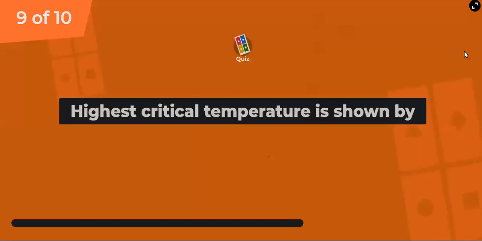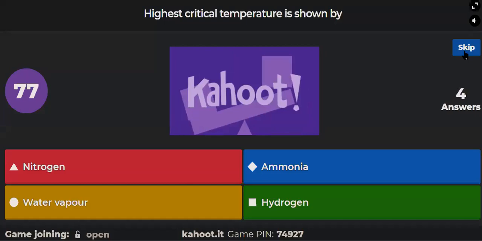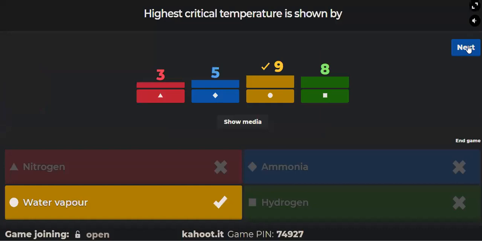Second last problem. Highest critical temperature is shown by... Tell me. Easy. This question will not take more than 30 seconds. I will stop at 60 seconds, by the way. I'll skip this question at 60 seconds. 10 seconds left. Two seconds. Only 9 correct answers.